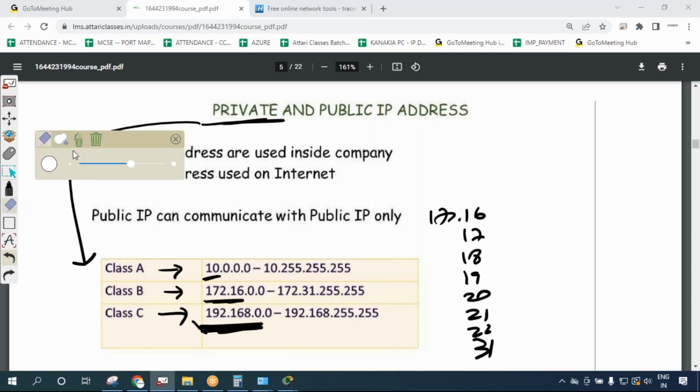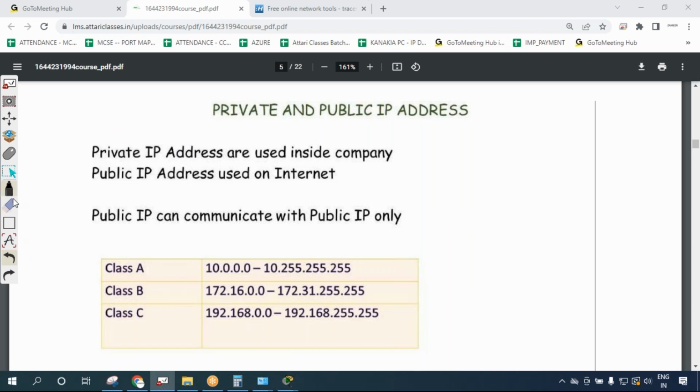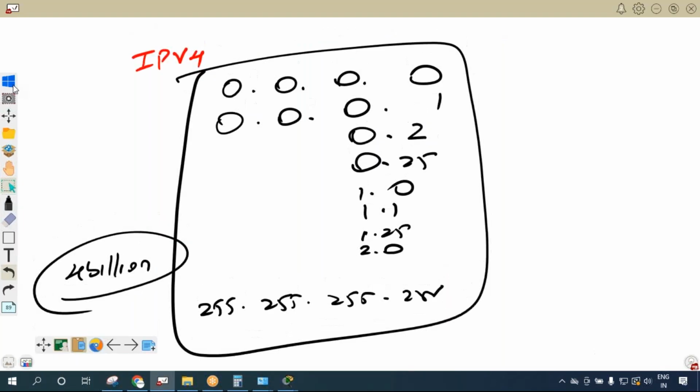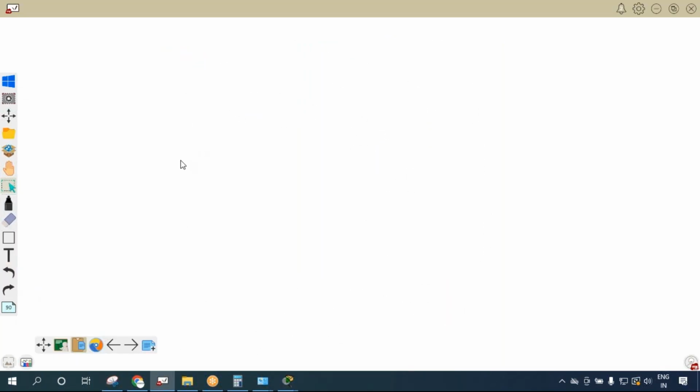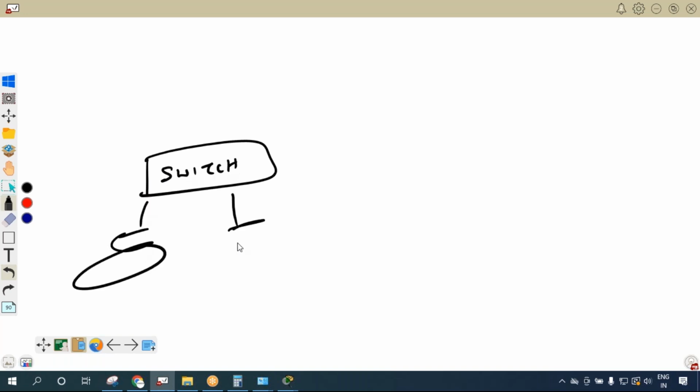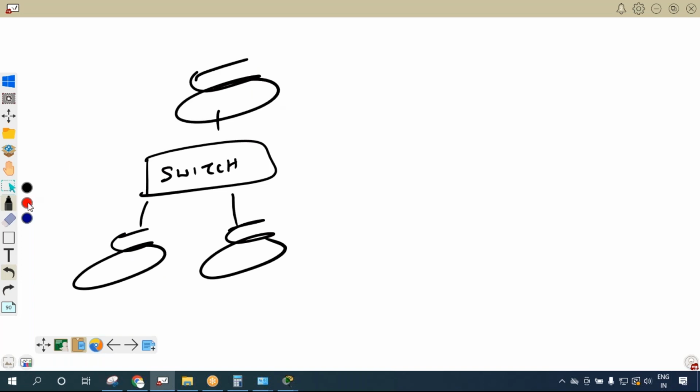So IANA said there are so many companies. Why do companies want IP addresses? Companies say we want to create a LAN. We have a switch. We have PCs. We have to connect them. We have thousands of PCs. We want IP addresses. IANA, give us the IPs. IANA said we will not give the IP, because if we give the IP to everyone, IPs will exhaust.